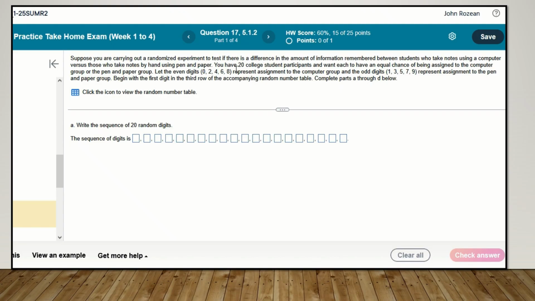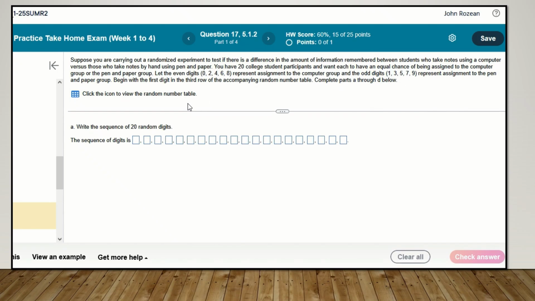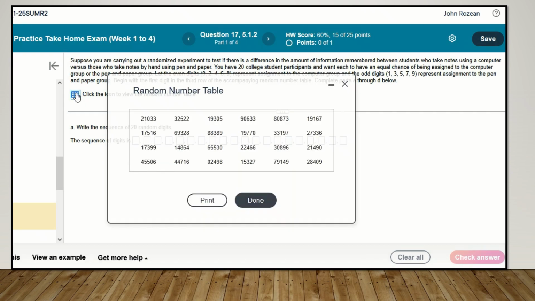So what they want to do is let the even digits be the computer group and the odd digits be the pen and paper group. But first, this one is not asking for that assignment yet. That's what I started thinking. Let me go ahead and do the assignment. But it's not asking for that just yet.